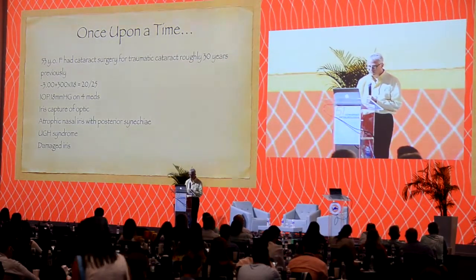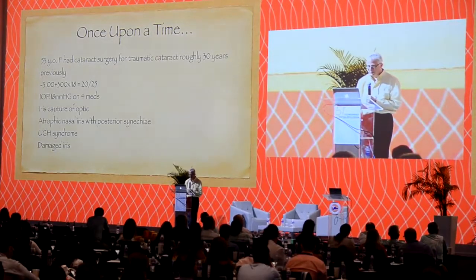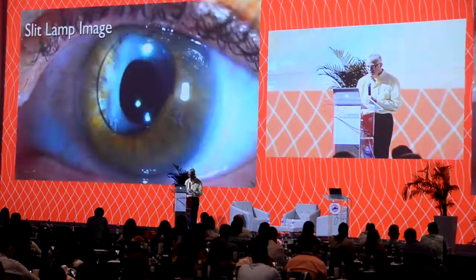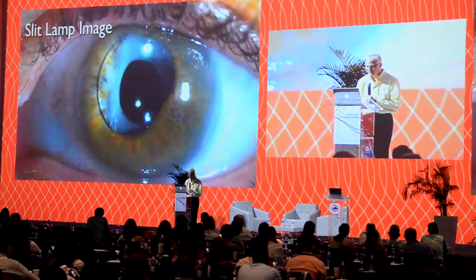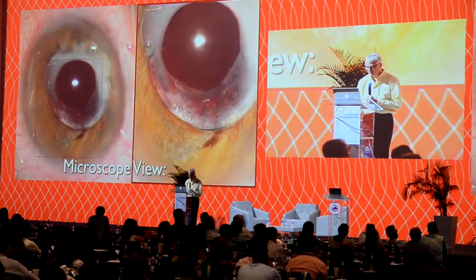-3 +3 refraction gives her 20/25. She's got an IOP of 18 on 4 different meds, iris capture of her optic, UGH syndrome, damaged iris, intermittent bleeding. Here's what she looks like, the slit lamp. If you zoom in a little bit, you see a little bit greater things.